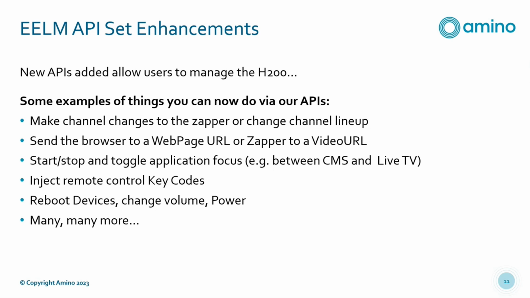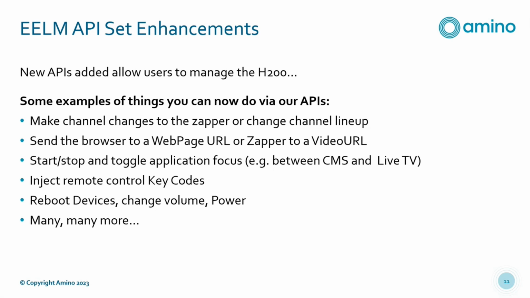We do have some customers that are, for example, in a bar, and they want to show the game, but after the game is over, they want to go back to their content management and show some adverts, some local adverts and stuff like that. You can now automate all of that through the EELM APIs, and so on and so forth. Even any remote control key you can send directly to the H200. You can reboot, you can change volume, power, and there's a lot more that we won't get into in here.